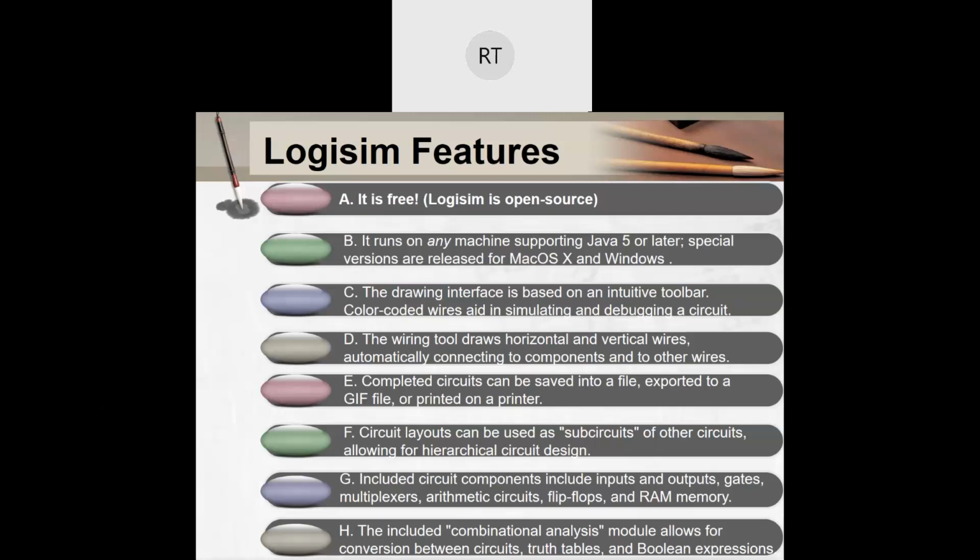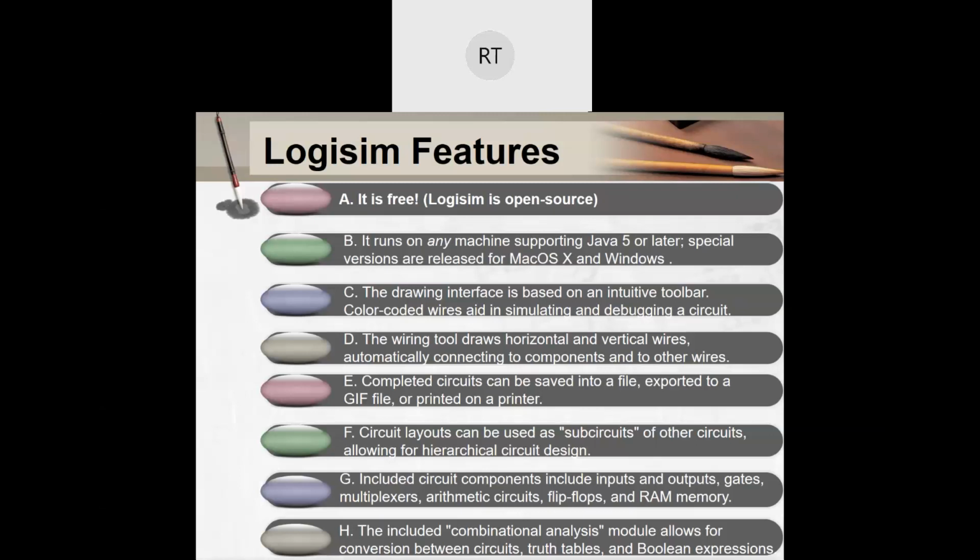Completed circuits can be saved in a file. So please, when you finish your drawing, I want you to save the file. It is going to be with extension .circ, so CIRC. So when you want to submit to Blackboard, I want the circ file and the Word file that you created for the project, okay? So I want the two files. It is not enough only to give me the Word file. I want also the circuit that you created, okay?